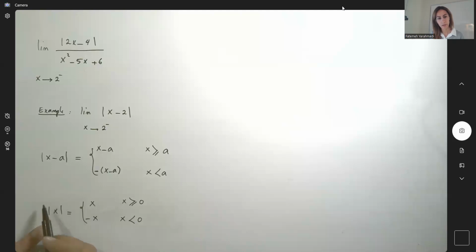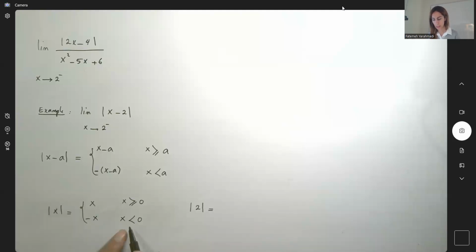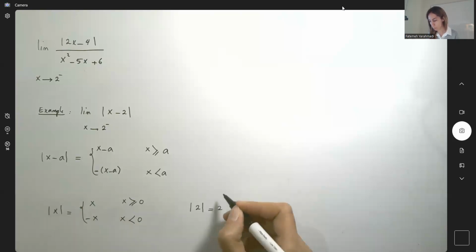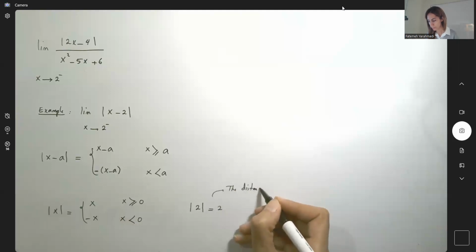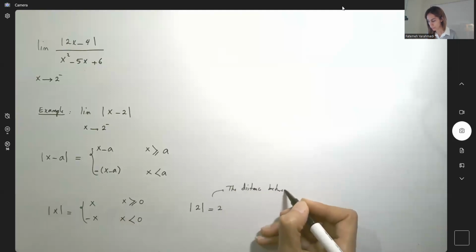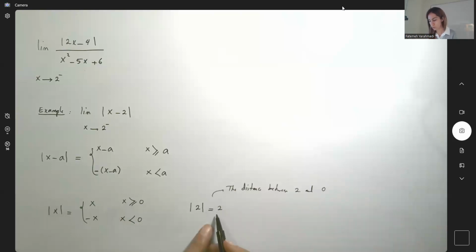Because absolute value is the distance. The distance cannot be negative. For example, if I ask you to find the absolute value of 2, you're going to say that, hey, 2 is a positive number, so I get 2 back. Or you're going to say that the distance between 2 and the origin is always 2 units.